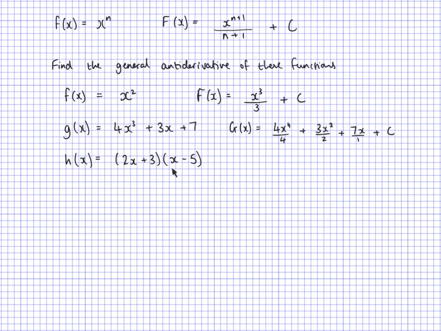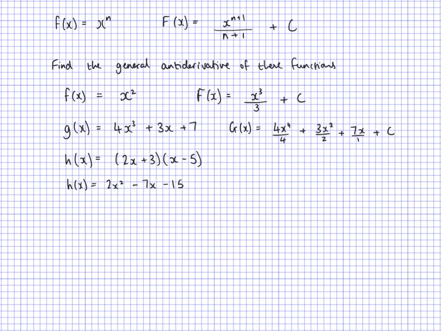Now if I expand these brackets, I will then get a function a little bit like this, which we can say are some functions added together, and then I can find the antiderivative of each part. So I can say that h of x is equal to 2x squared. I would need to take away 10x and add 3x, which is negative 7x, and take away 15. And now I can find the antiderivative of this function, because this function is some functions added together or subtracted here.